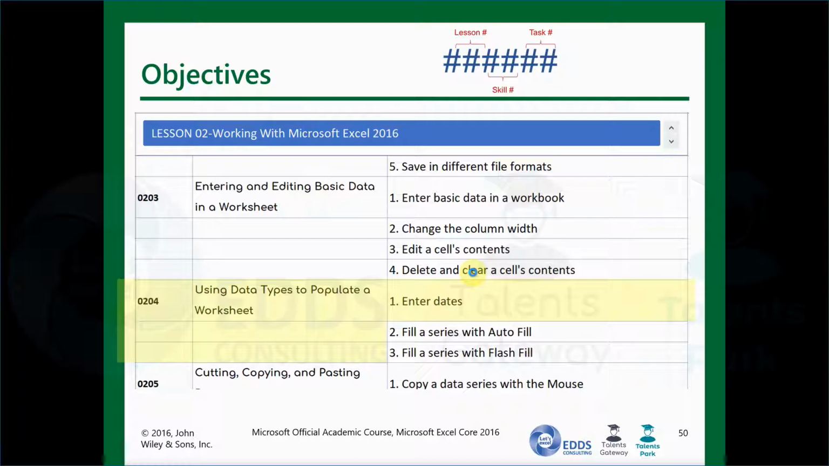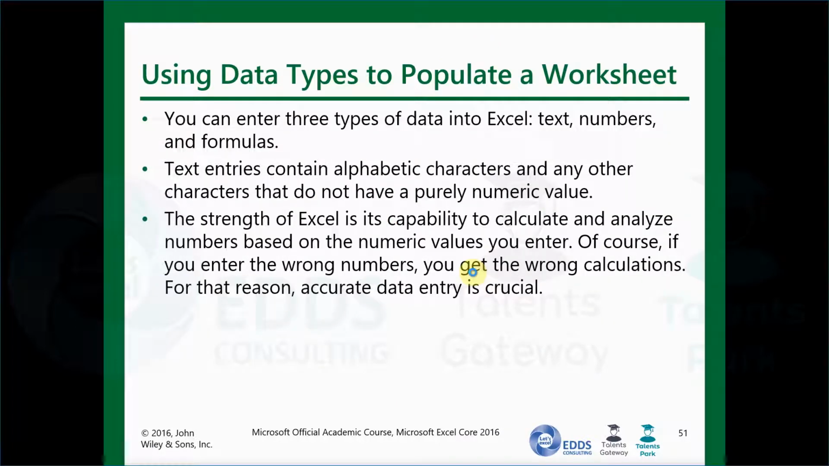We are now starting our fourth skill, using data types to populate a worksheet. The first skill task is enter dates. You can insert in Excel three types of data. It will be either a text or a number, or you give references to different cells and construct a formula and enter it in a cell. So the three types of entries in a cell: text, number, or a formula.